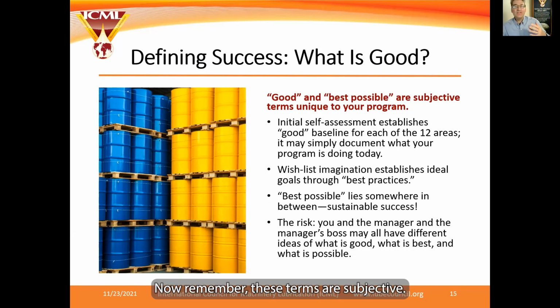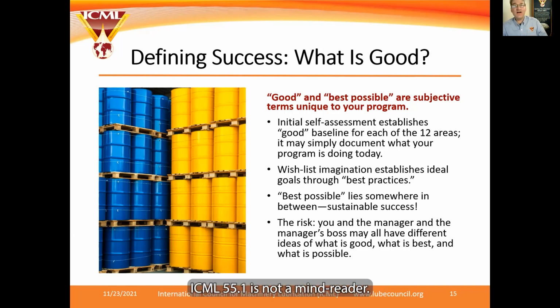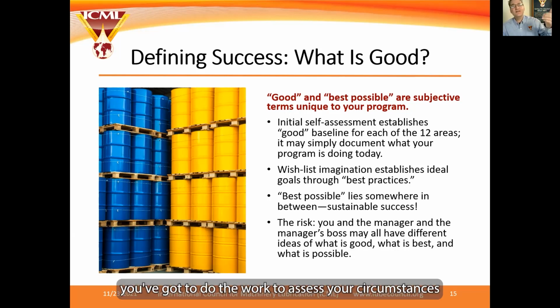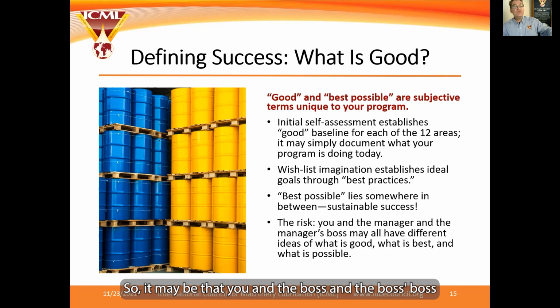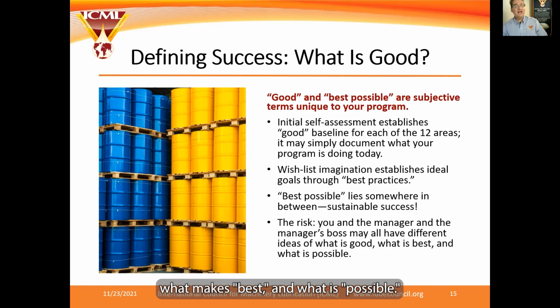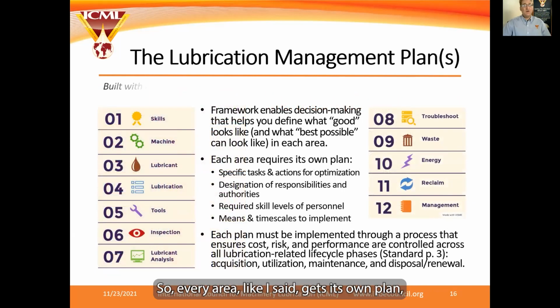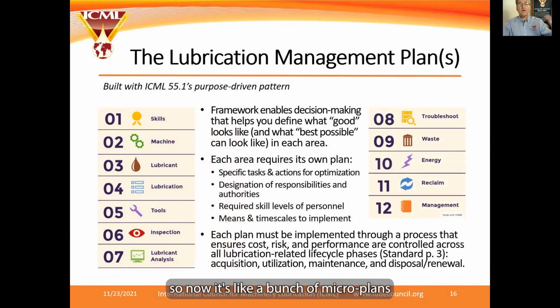Now remember, these terms are subjective. They carry risk because ICML 55.1 is not a mind reader. This means, like I said before, you've got to do the work to assess your circumstances and identify your priorities and limitations while setting your goals, ideally as part of a larger organizational asset management program. So it may be that you and the boss's boss all have different ideas of what makes good, what makes best, and what is possible. Got to hammer that out on your own. So every area, like I said, gets its own plan. So now it's like a bunch of micro plans that are all part of one big plan.